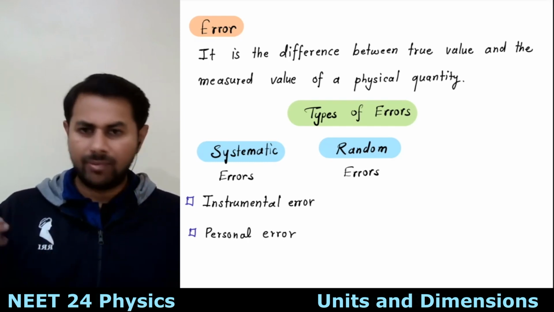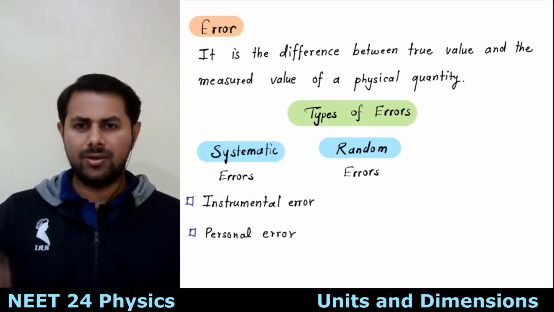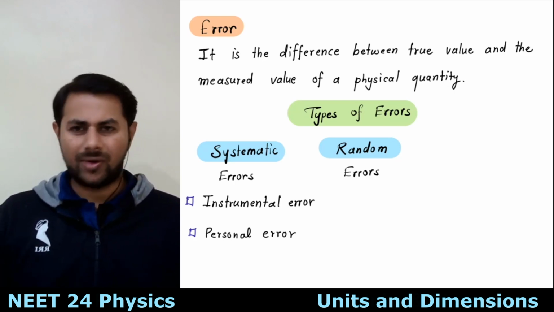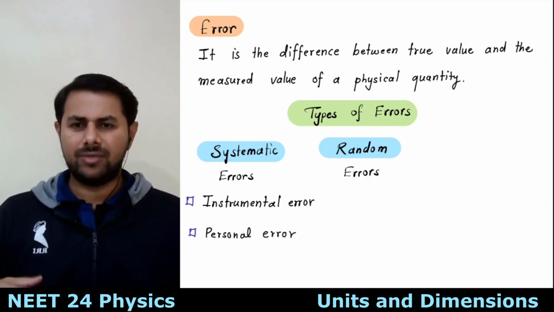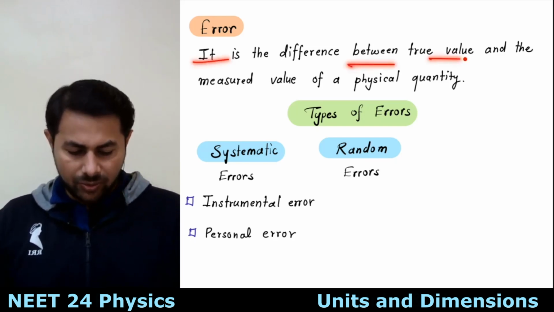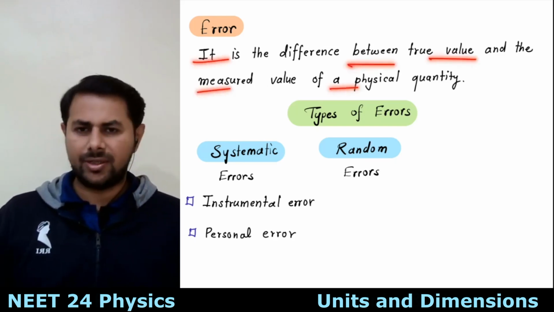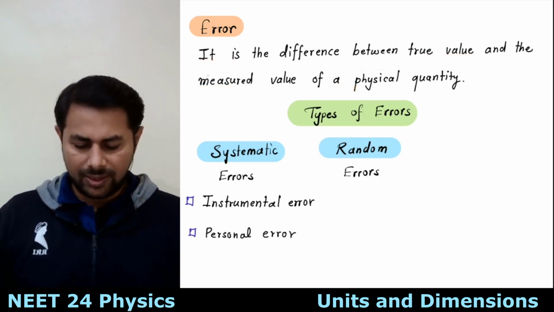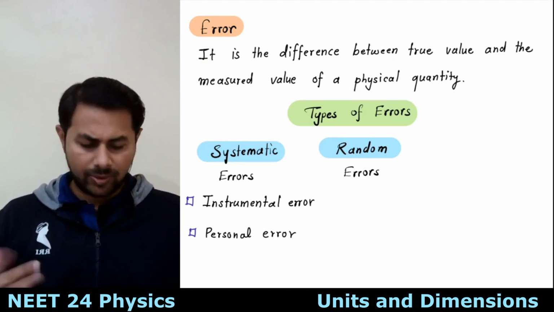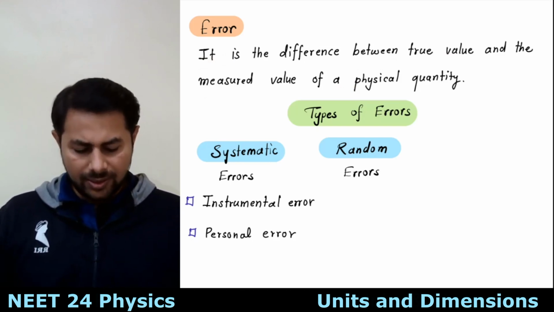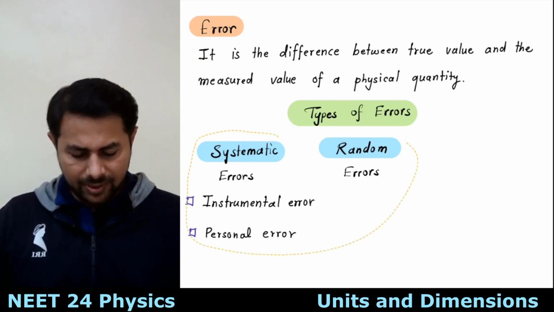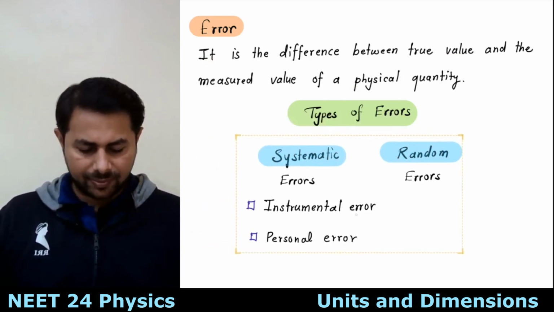Now what is an error? You perform any measurement, and if the measured value is greater than or less than the true value of any quantity, then you have made some error. So error is the difference between the true value and the measured value of a physical quantity. And there are two types of errors: systematic errors and random errors.